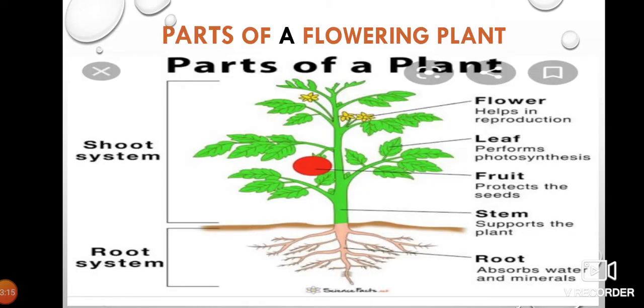In the next slide, we see the parts of a flowering plant. So what is a flowering plant? The plant that bears flowers and fruits is a flowering plant. So in this plant, you can see the flowers, yellow flowers, as well as the tomato fruit. And the fruit protects the seeds and flowers help in the reproduction.